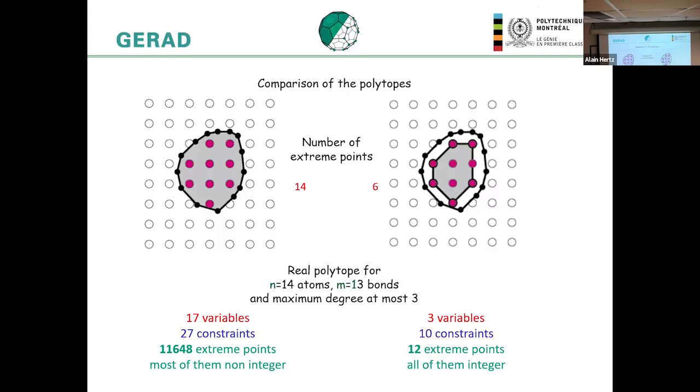So, okay, but this is a simple example, of course. In this case, you have only 12 possibilities to be the optimum.